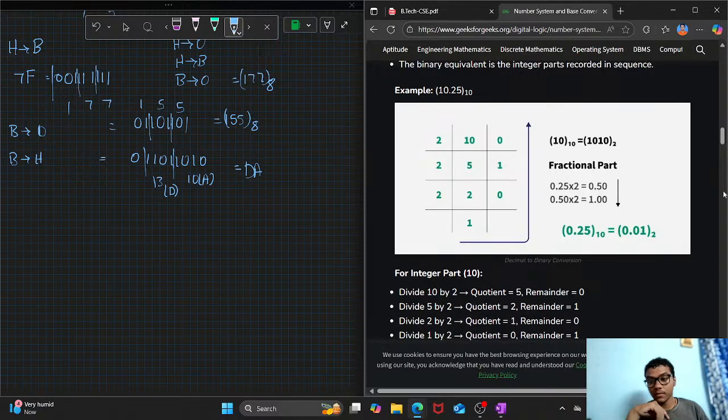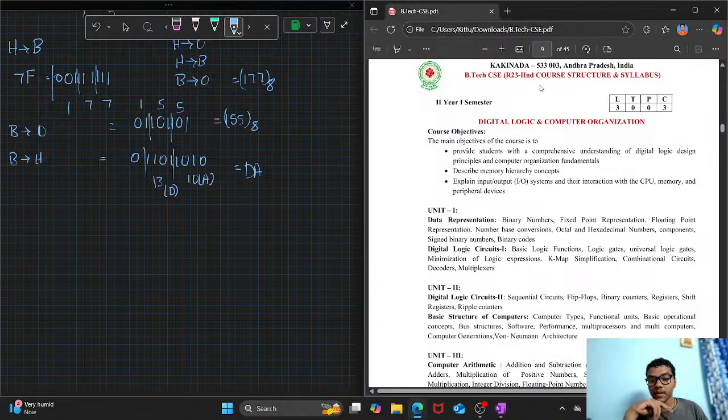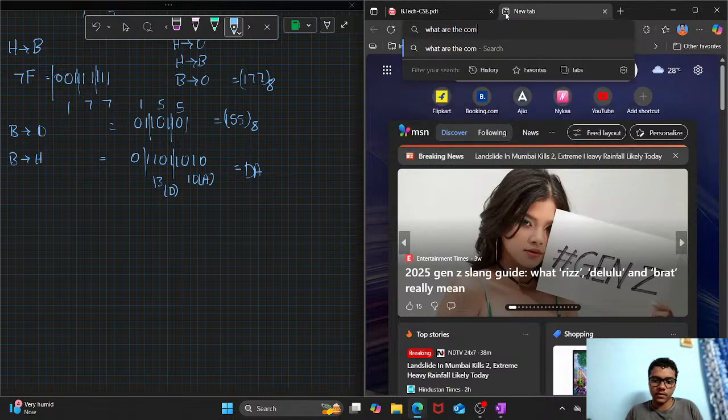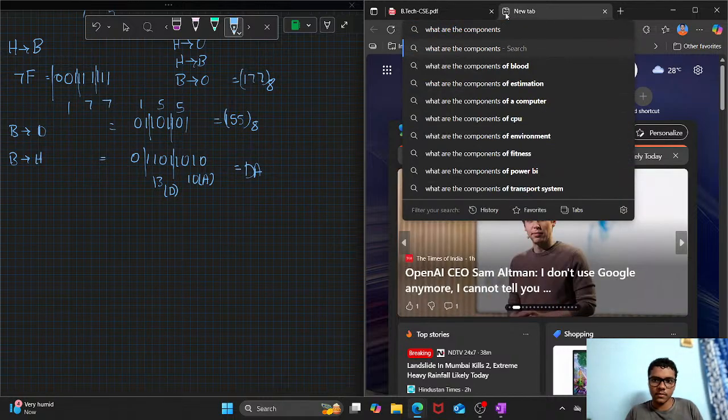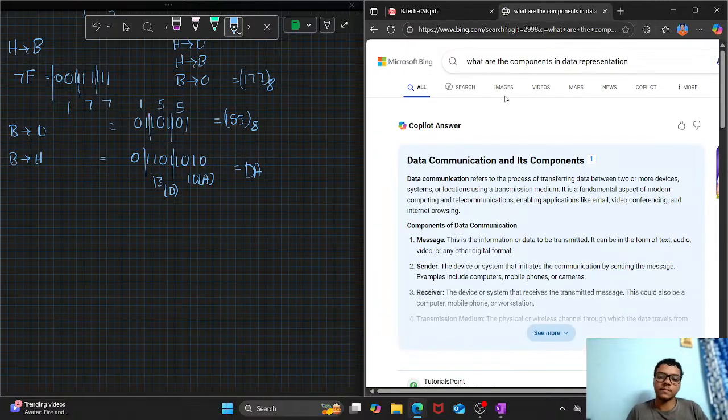So this is how basically the number conversions work. And we have covered all the number conversions. Octal and hexadecimal numbers also we have covered. What are the components in data representation?